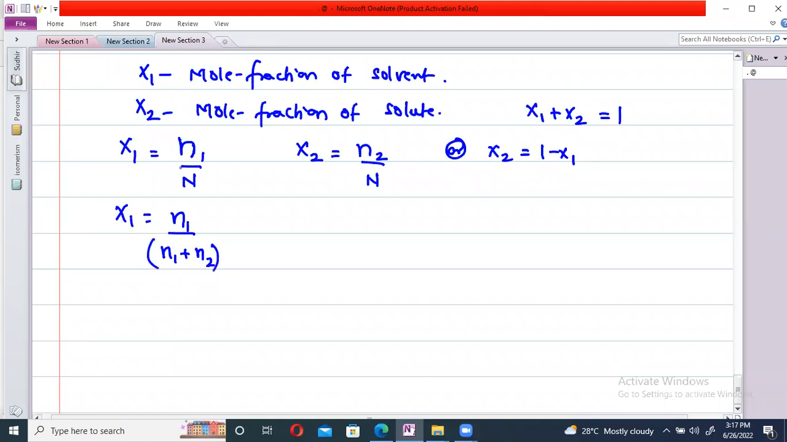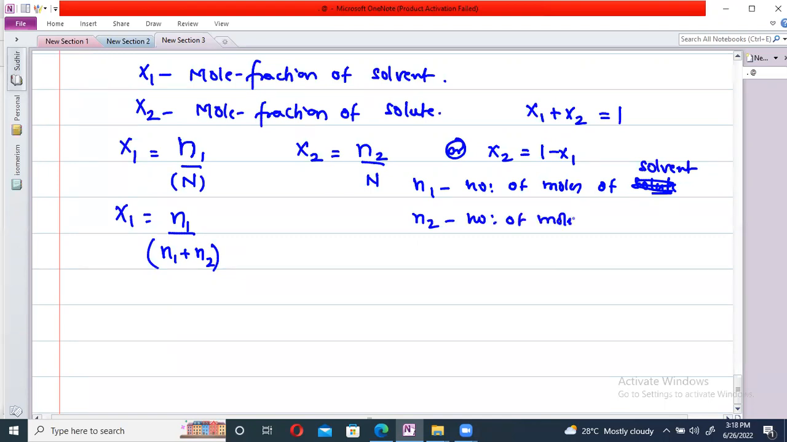So the value of N1 plus N2 is equal to N. Let me write here. What is N1? N1 is the number of moles of the solvent, and N2 is the number of moles of the solute, right? So the mole fraction is N1 by N1 plus N2.